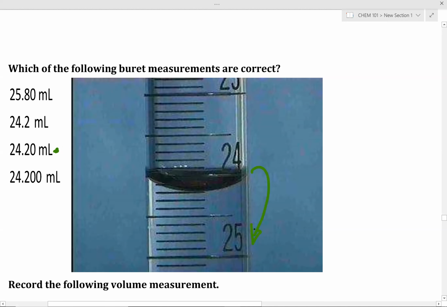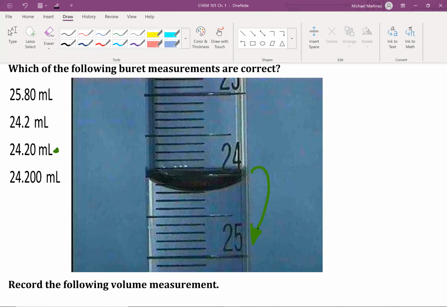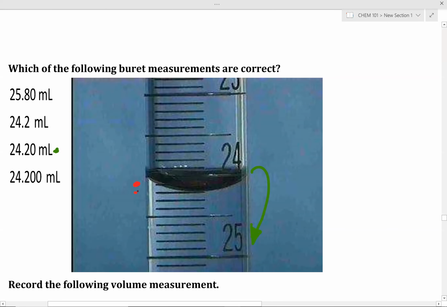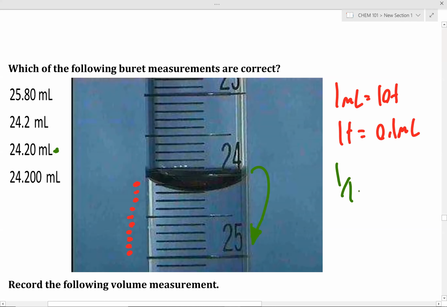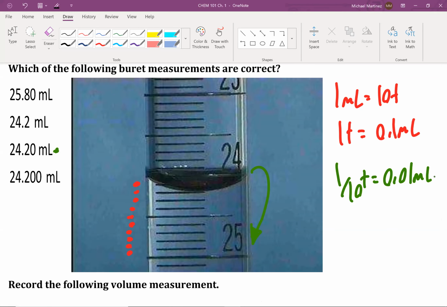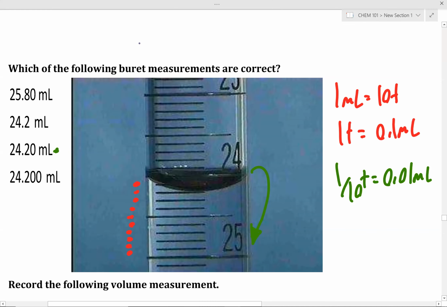So we're counting from 24 to 25. So we count, let me use a really bright color for this. 1, 2, 3, 4, 5, 6, 7, 8, 9, 10. So in 1 mil, we have 10 ticks. So 1 tick is 0.1 mil. Let's now figure out the maximum amount of digits we can report. 1/10 of a tick is 0.01 milliliters. Okay, so with that established, let's try to report our certain digits.